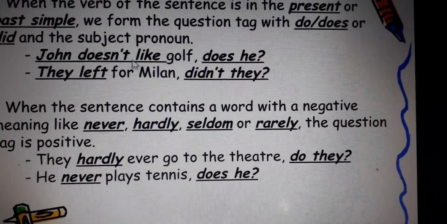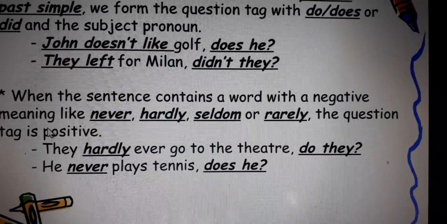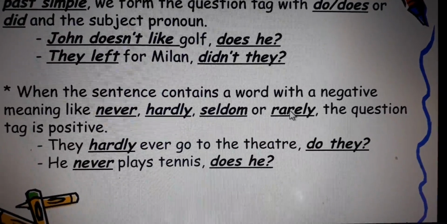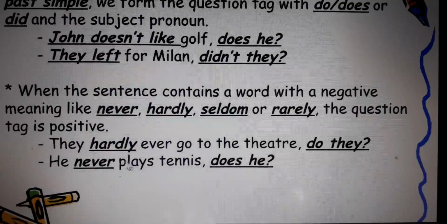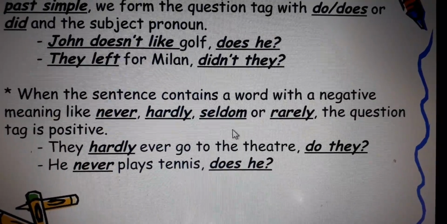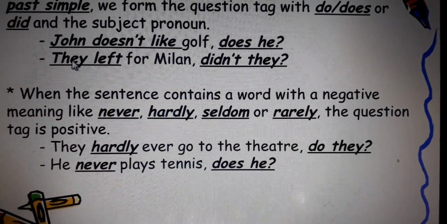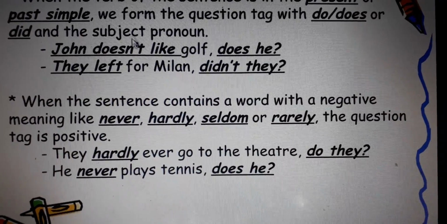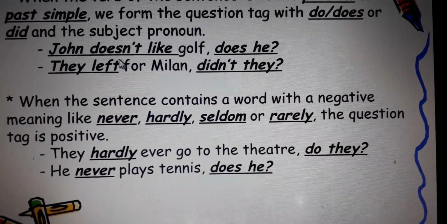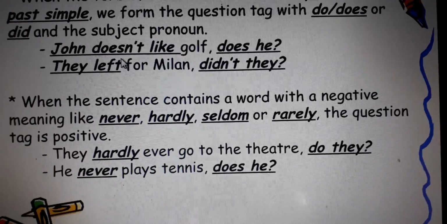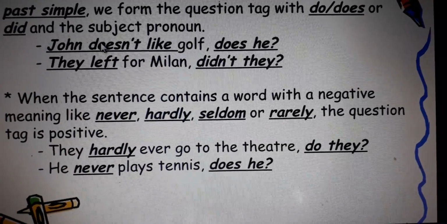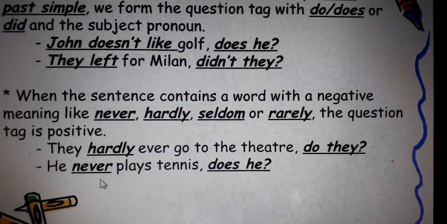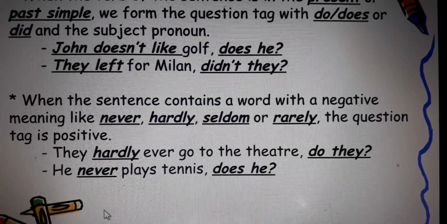If the sentence contains negative words like never, hardly, seldom, rarely, how will you form the question tag? How will you provide a question tag to these sentences? Earlier too we were taking help of helping verbs. In the second case we identified the tenses, whether the sentence is in present or past tense. We are just identifying the verb. Now what if these words are there, how will you provide the question tag?